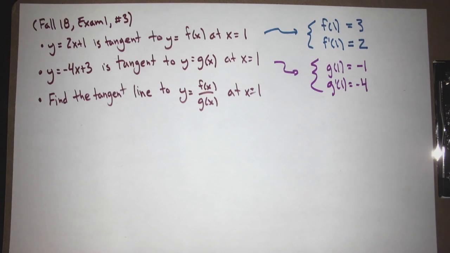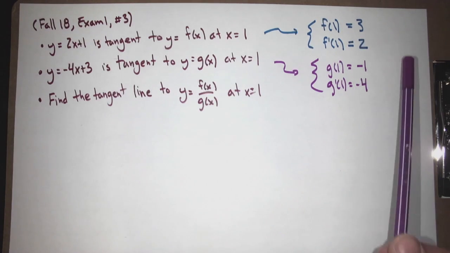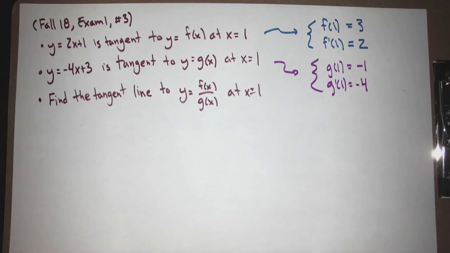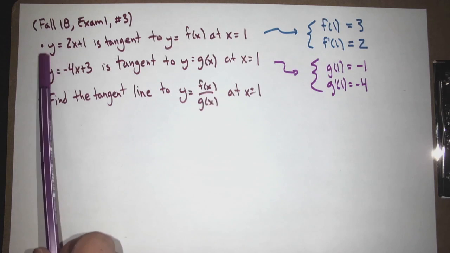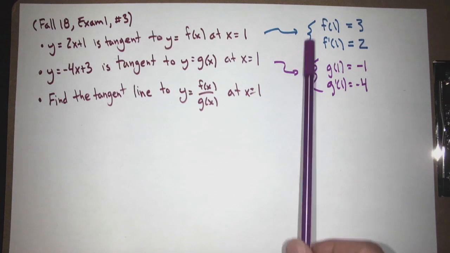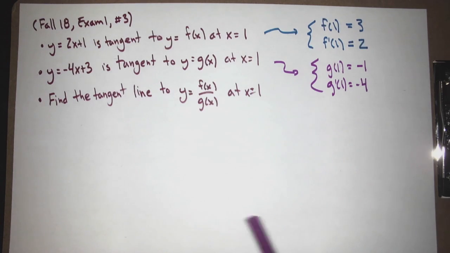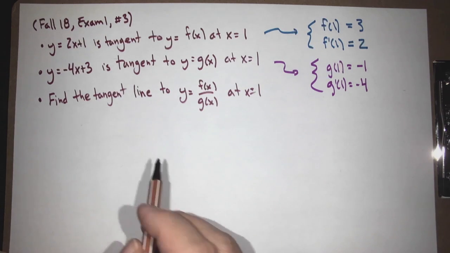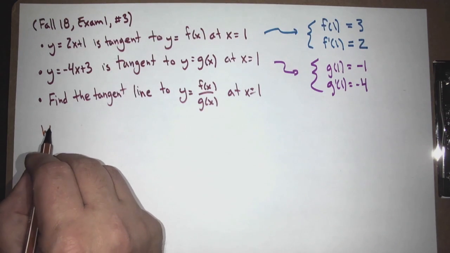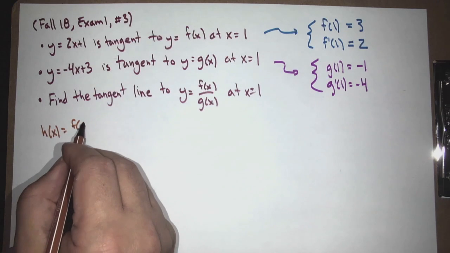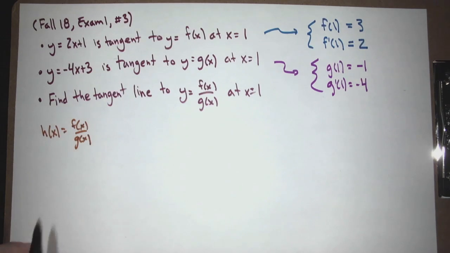So, when we're given information about tangent lines, we translate that. Secretly, when they gave us this, it was just a shorthand way of saying that. Now we say, okay, we're after the tangent line to this function. So let's, for a second, call h of x this f of x over g of x. Now, if we want the tangent line, what two pieces of information do we need to know about this function called h?